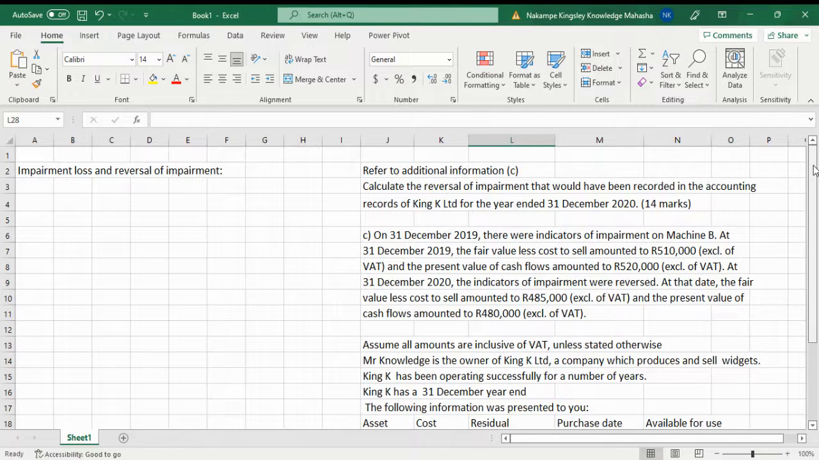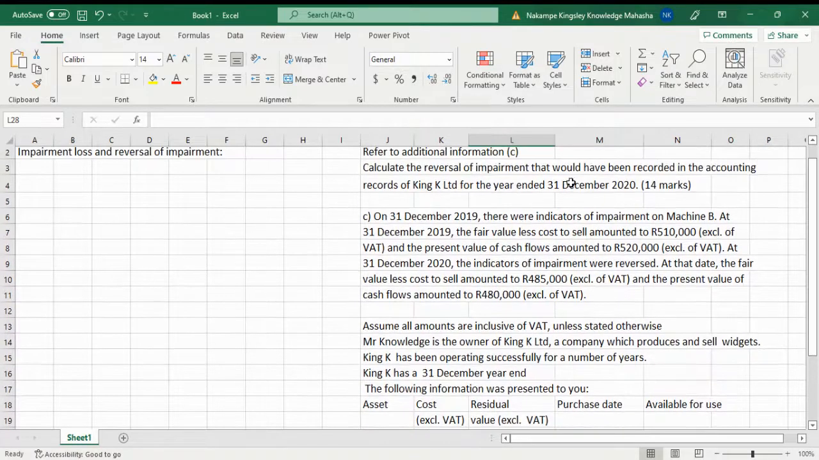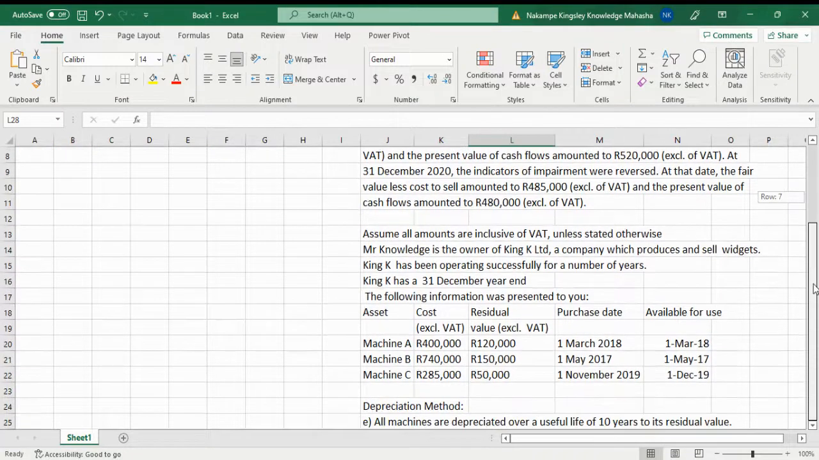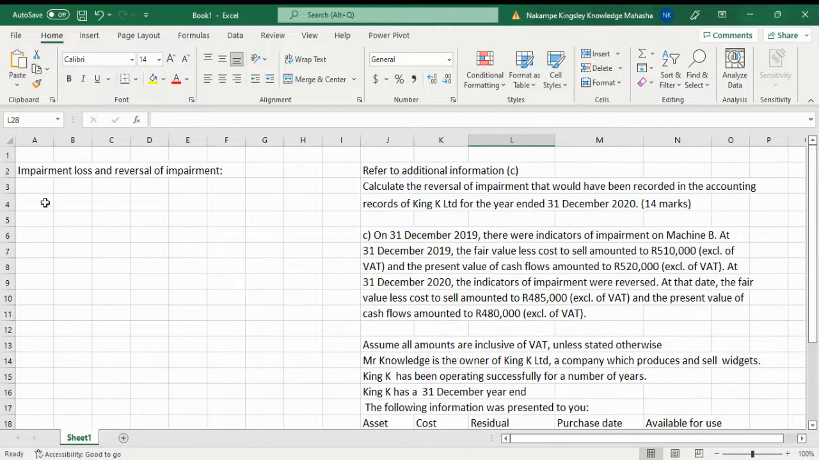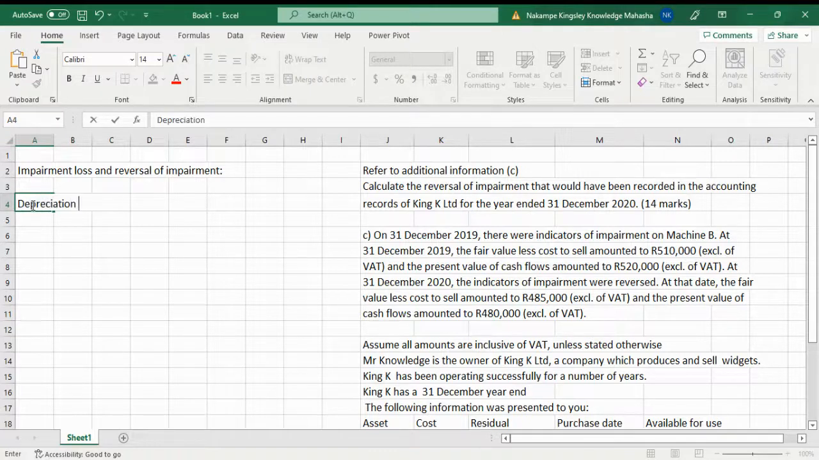So, firstly, when we do impairment, we need to calculate our depreciation. We have a year end of 31st December, as the question said. They bought this asset on the 1st of May, so that is when we start depreciating. We start depreciating machine B on the 1st of May. So let's calculate our depreciation at 31st December 2017.